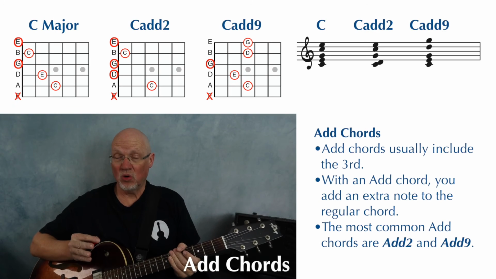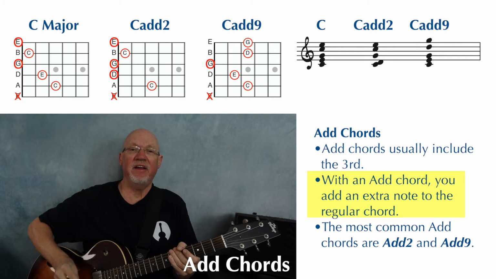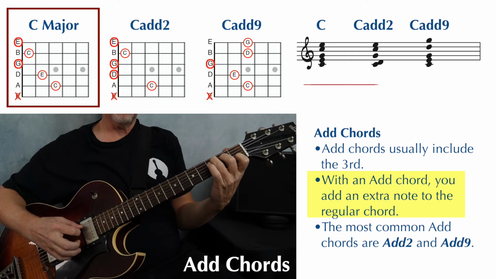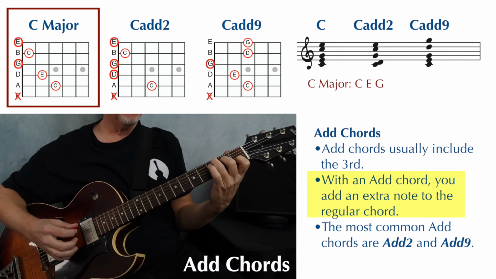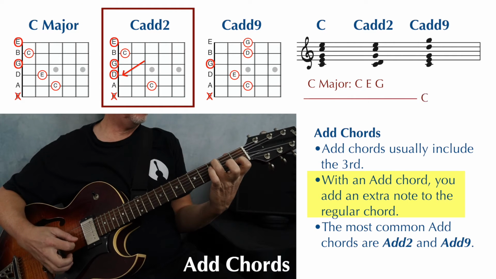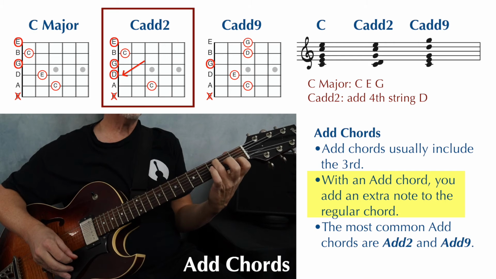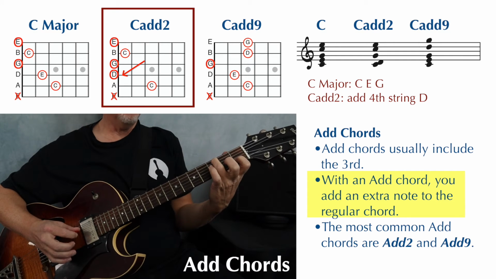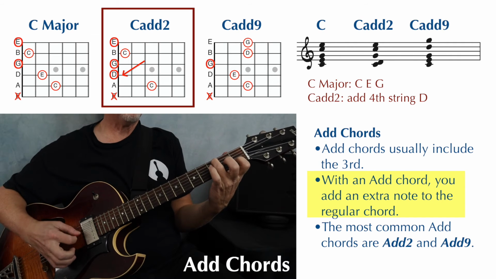With an add chord, you're taking the regular chord, which includes the third, and adding another note. Here's a C major chord, which includes the notes C, E, and G. Now here's a C add 2. This chord still has C's, E's, and G's, but we're playing a D on the fourth string, which is a major second above the root, which is C.